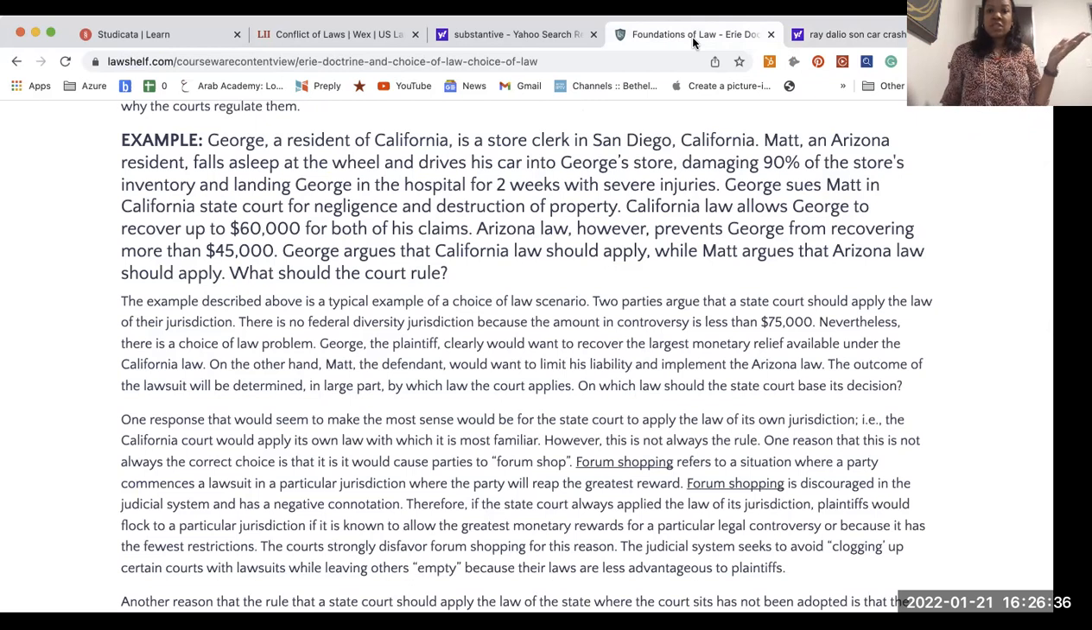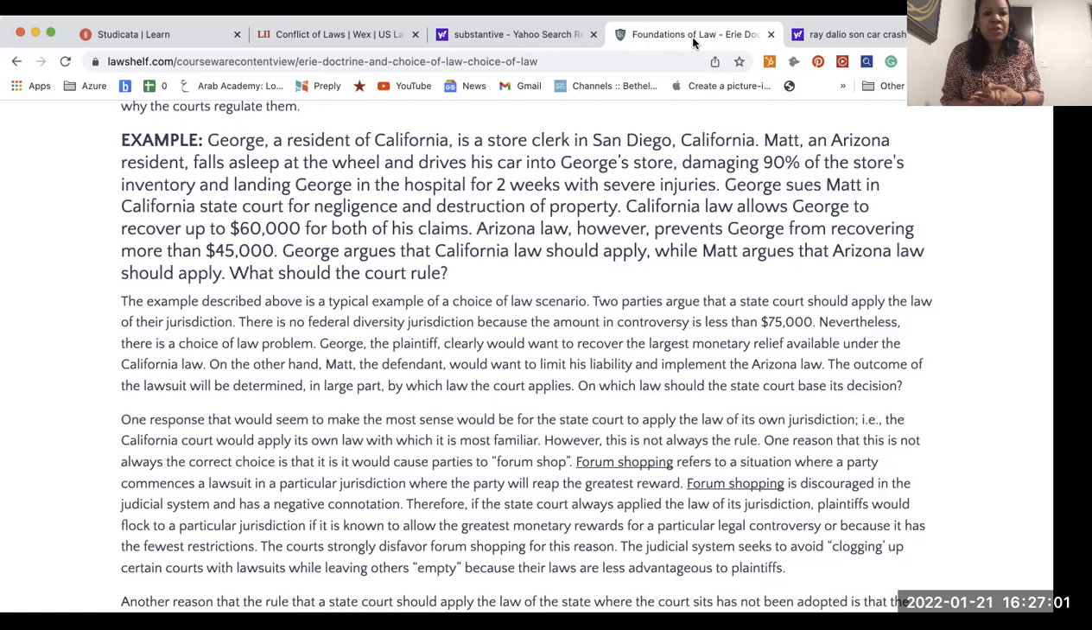So you can only get $60,000. You can get $60,000 in California, but you can only get $45,000 in Arizona. What would you choose if you were George? Okay, first of all, I already live in California. The store is in California. I can get more money in California. I'm certainly going to try to sue in California, but can I?